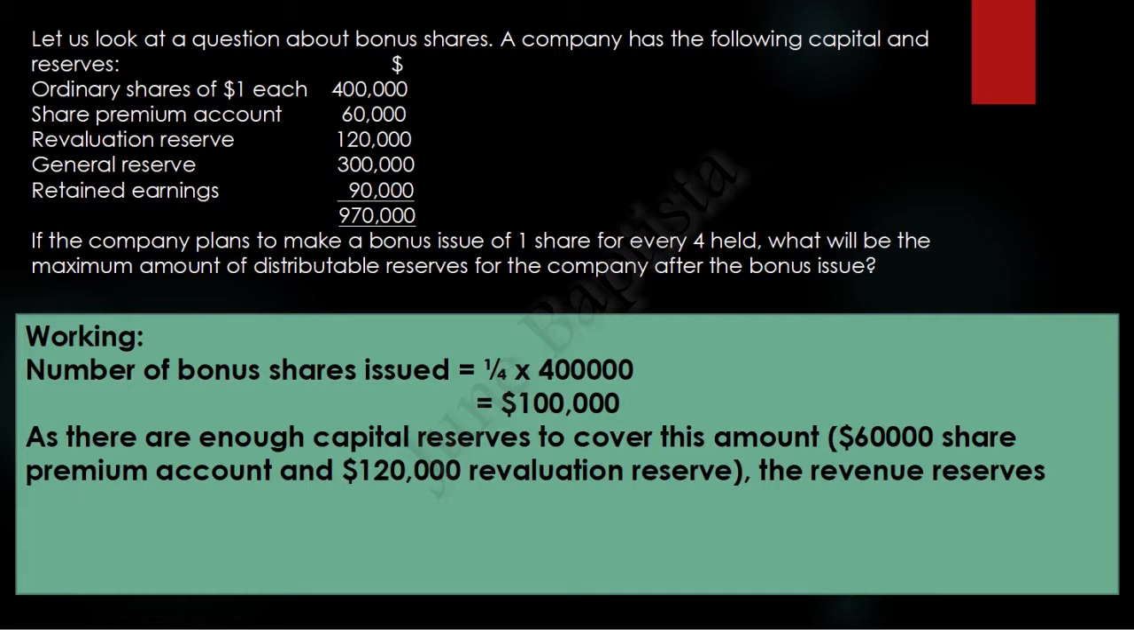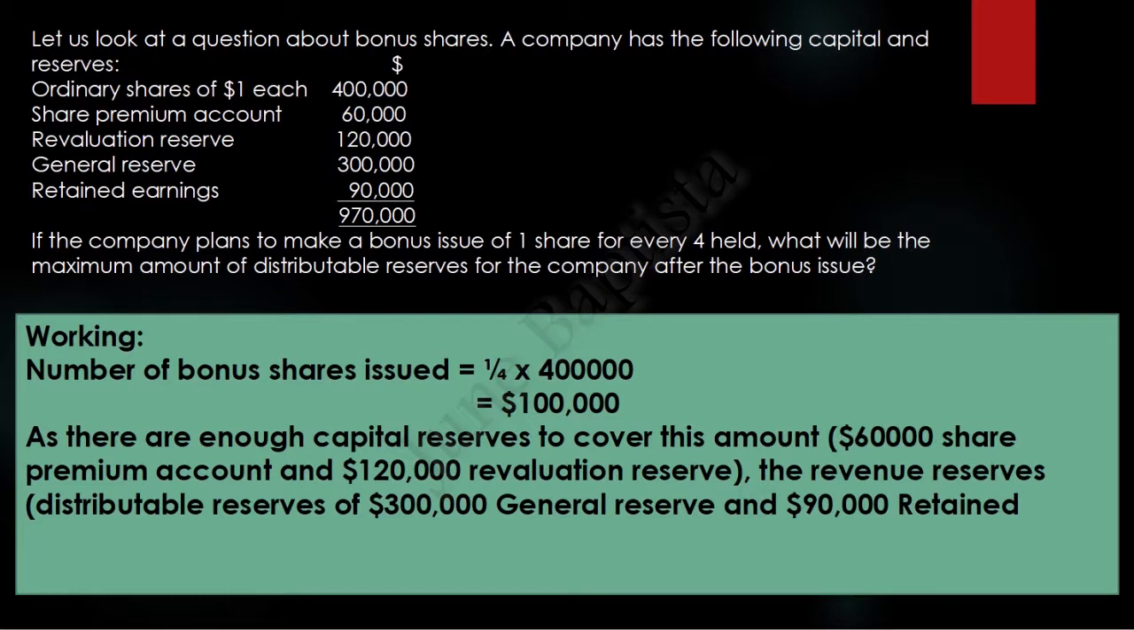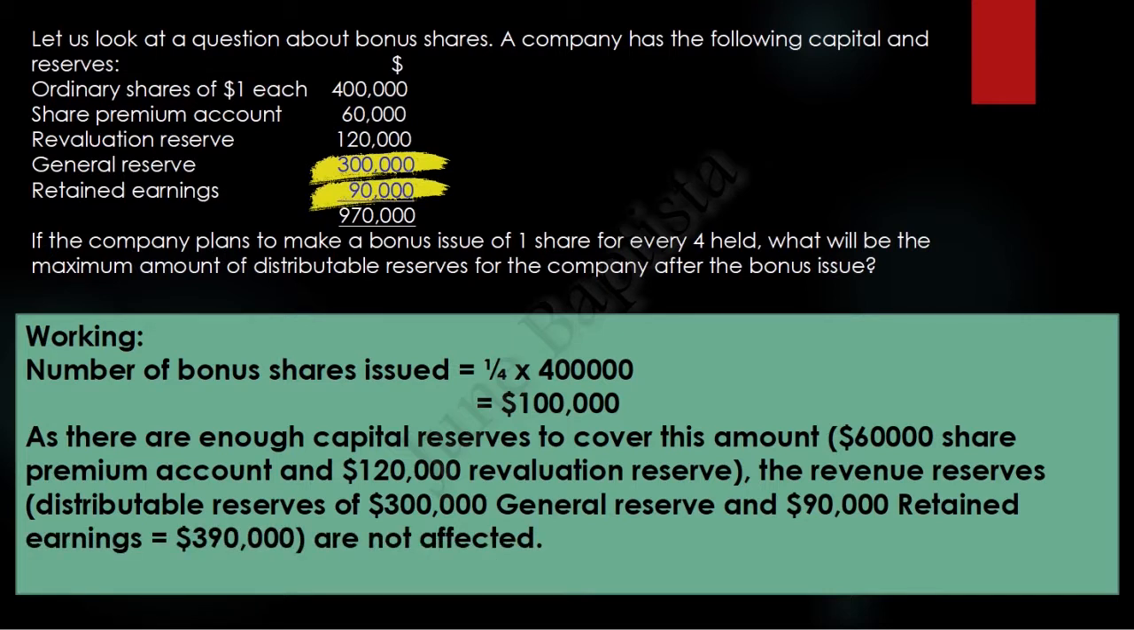These revenue reserves are also known as distributable reserves: $300,000 general reserve and $90,000 retained earnings, to give you a total of $390,000. Hence, the answer is $390,000 will be the maximum amount of distributable reserves for the company after the bonus issue.